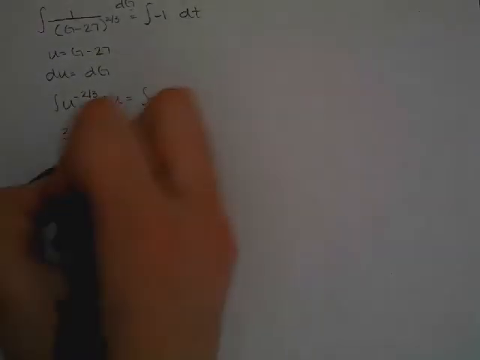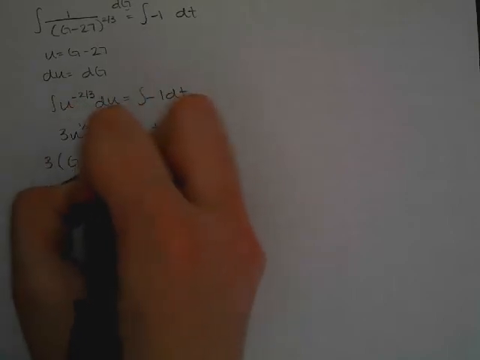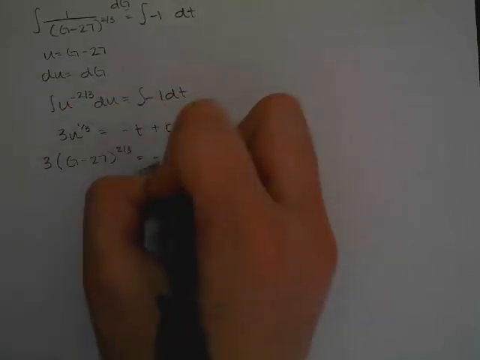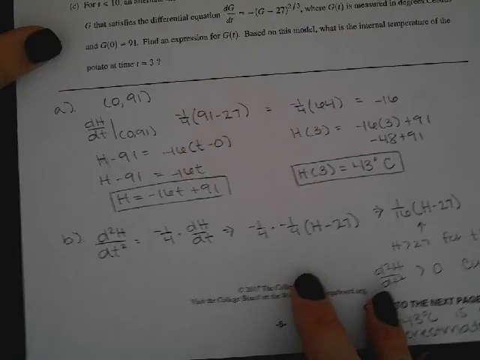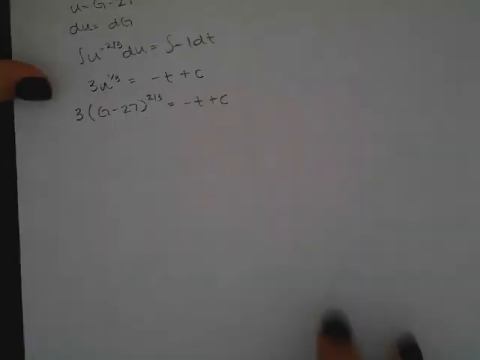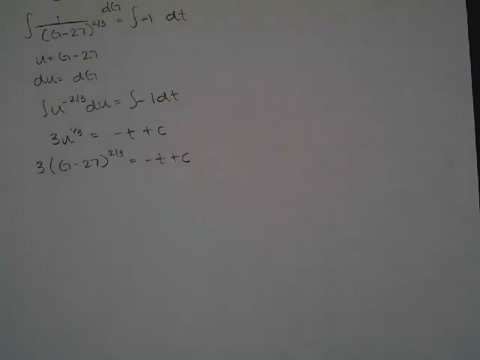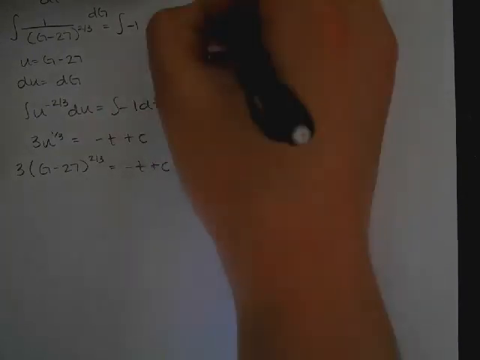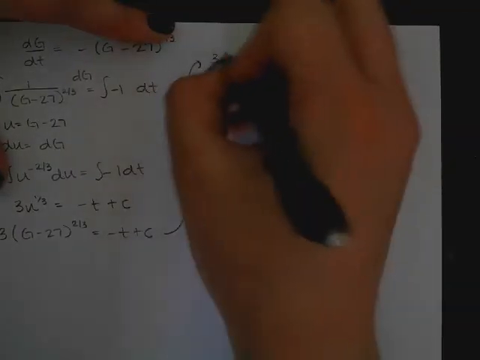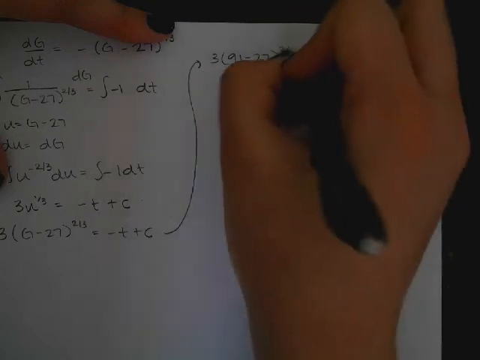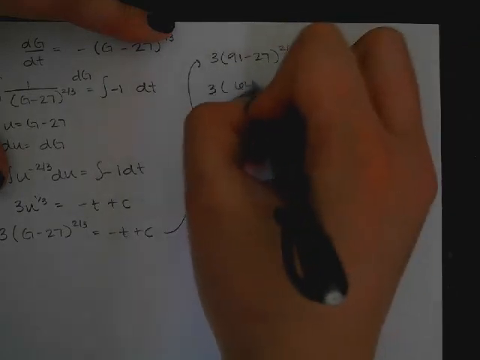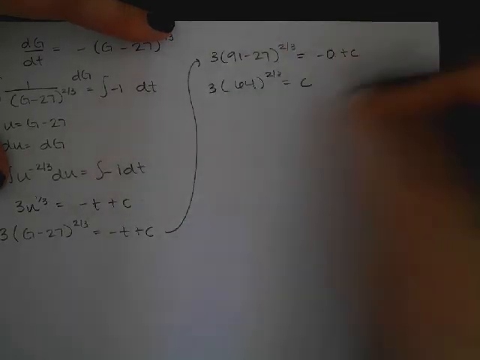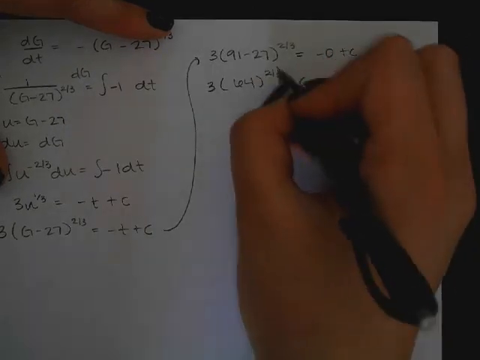And then I can go ahead and plug stuff back in for u. So you can plug in that initial value anytime you want. They said (0, 91). Usually I check to see, does it feel like it'd be easy to plug in? In this case, it feels pretty easy, so I'm going to go ahead and do it. So I've got 3 times (91 minus 27) to the 1/3 equals 3 times 0 plus c. I remember that that was 64 from the other part of the problem. Third root of 64 is 4.